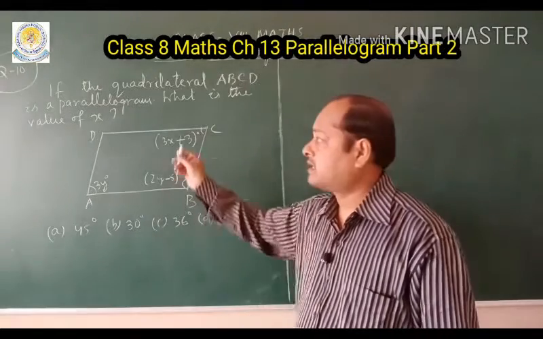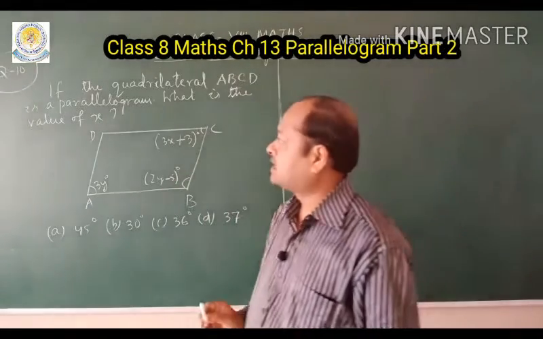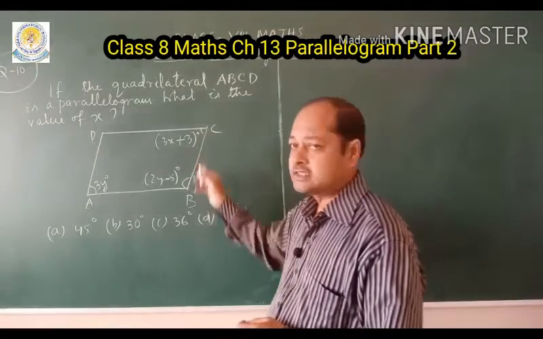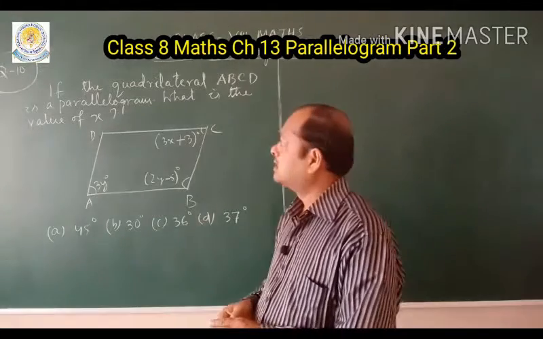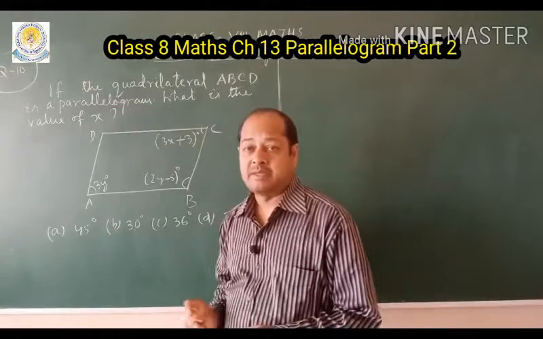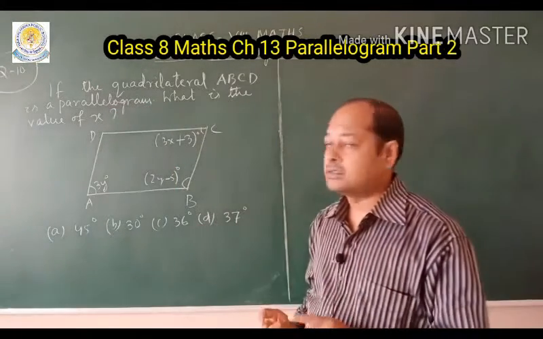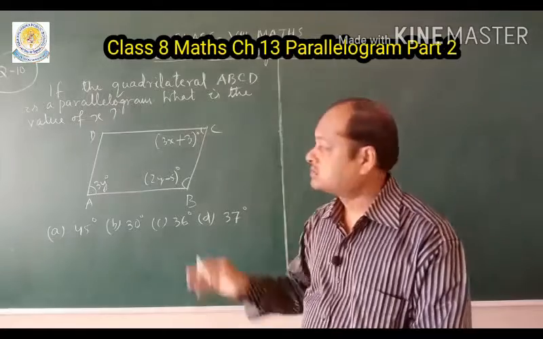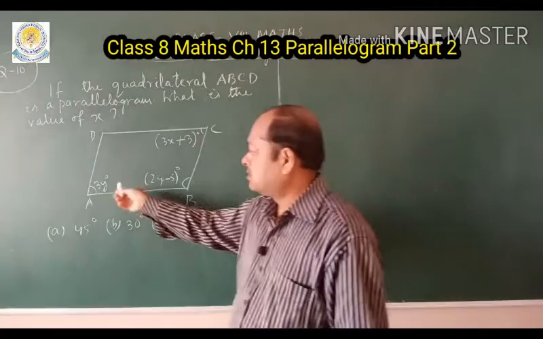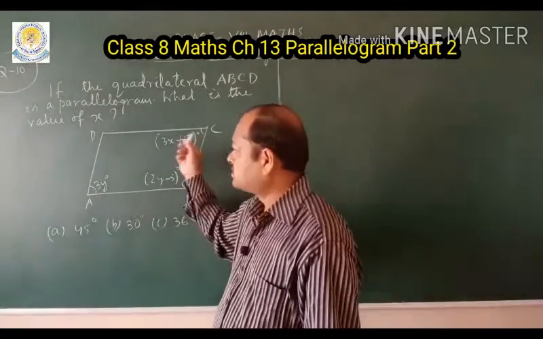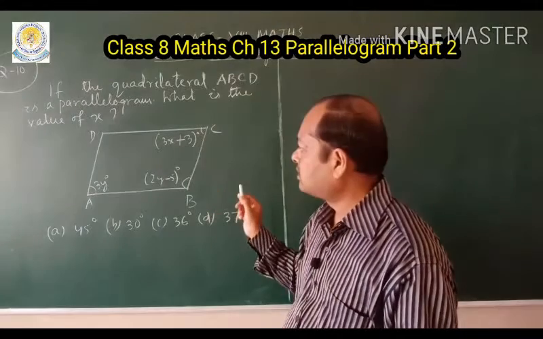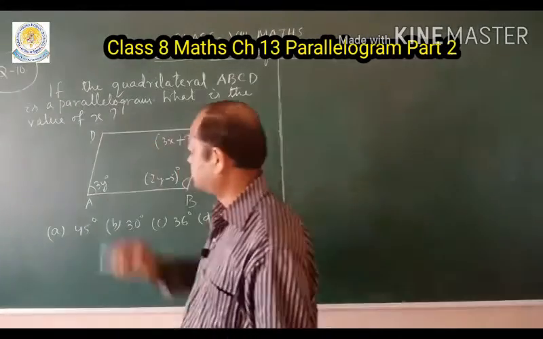So look at the diagram and the question. The figure is given, the name of the quadrilateral is ABCD, and it is given that it is a parallelogram. That means we have to follow the properties of a parallelogram to solve this question. What is the value of x? Out of these four angles, three angles are already given. We have to find out the value of x.